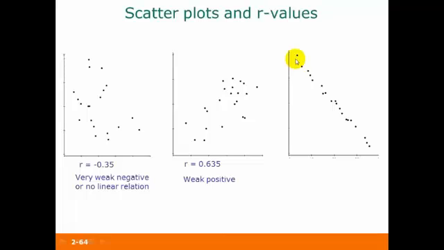And finally, we have this one. Now this one, we do have something very close to a straight line, and it's going down from left to right. So this one is going to have a negative R value, and it should be close to negative 1. This one turns out to be negative 0.996. So this we would call a strong negative relation, actually a very strong negative relation.